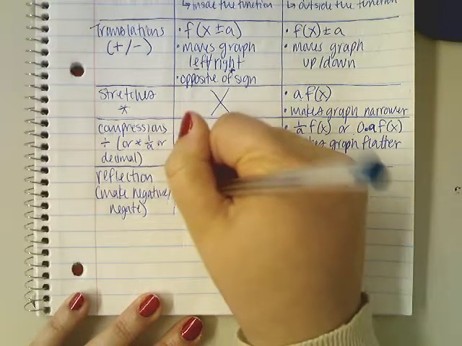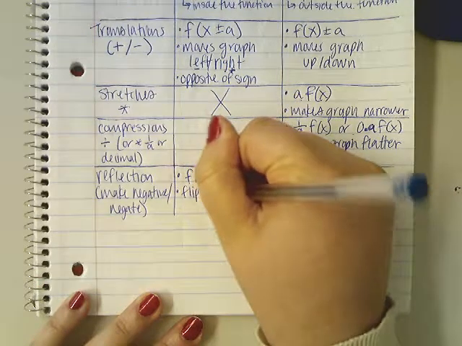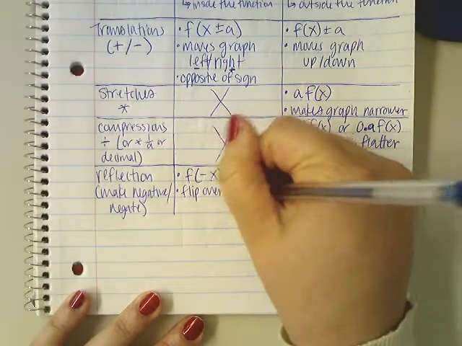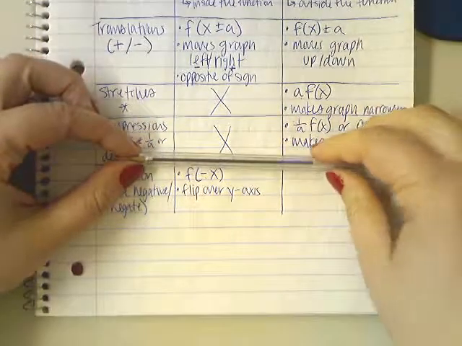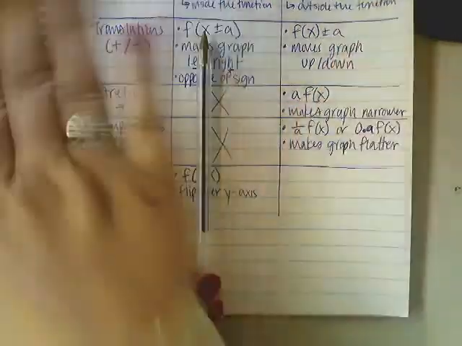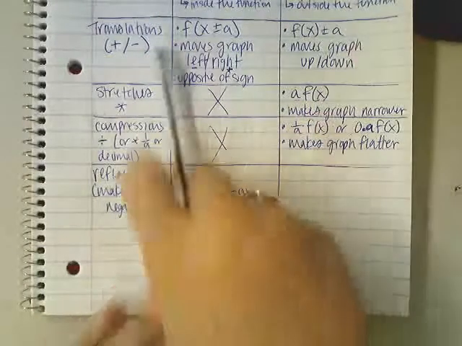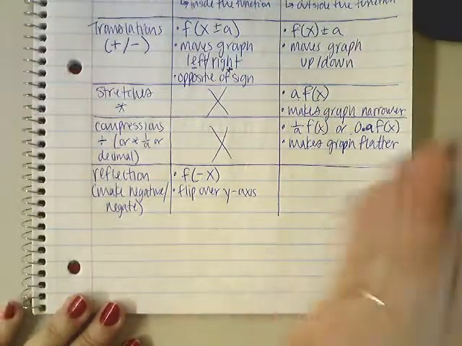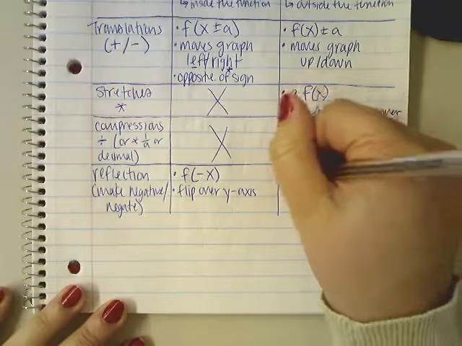And in this case, it's going to flip the graph over the y-axis. So the y-axis would be the vertical axis, and if you're flipping it this way, you're flipping it left and right. So a flip over the y-axis would be a horizontal transformation.